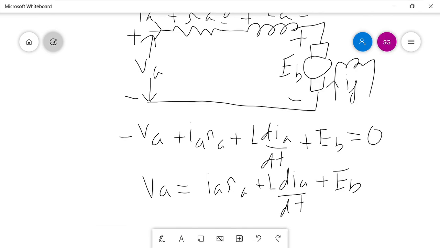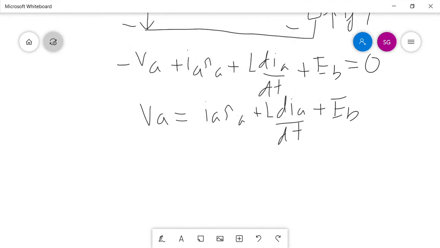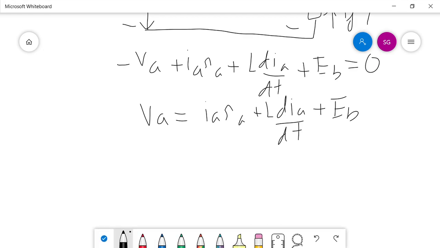Okay, let us take the Laplace transform of this equation, and all the state variables will be converted to the S domain. Whatever variables are changing in time will be converted to the S domain. Like here, what could change? VA is a variable. VA changes with time. IA changes with time. RA is a constant. LA is a constant, and EB is also a variable. So we will make the conversion. So let us do that.